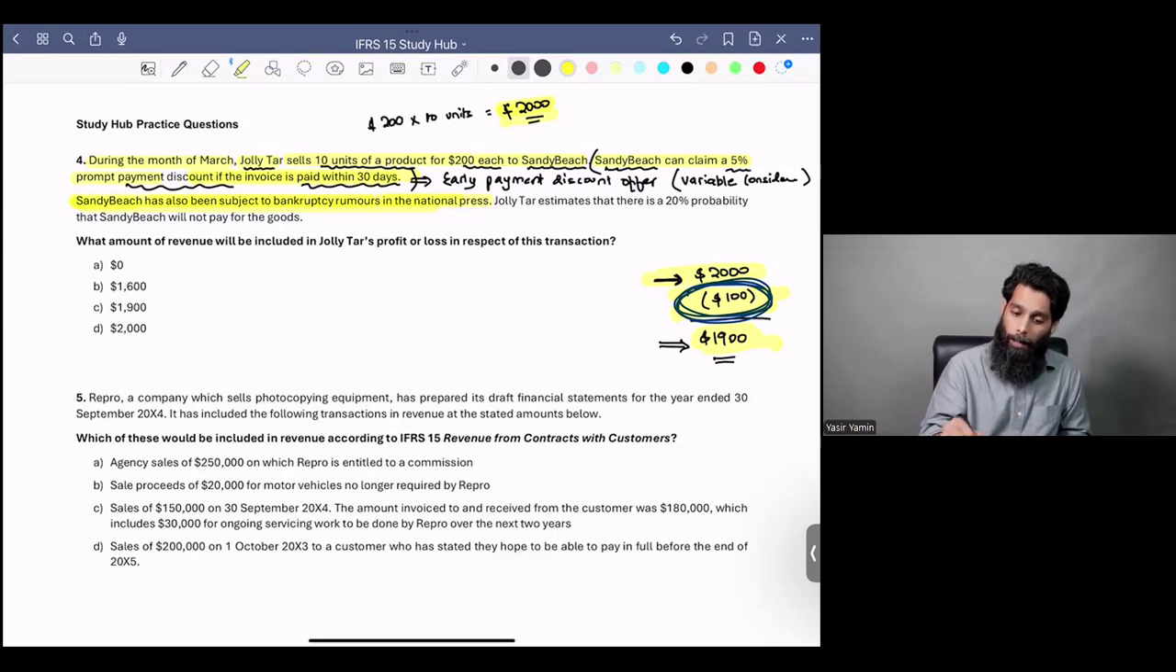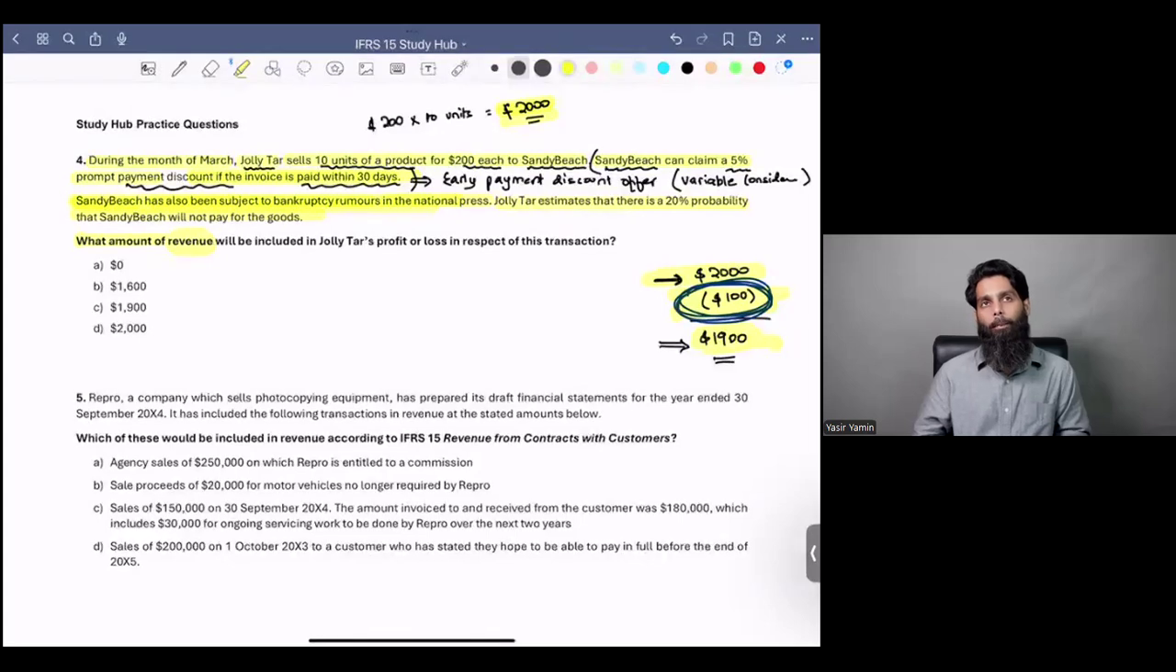So, Jolly Tar estimates that there is a 20% probability that they will not pay for goods. There is an 80% good chance that they will pay for the goods. The question is very simple. What amount of revenue? We are only talking about revenue. It's not the case of receivables. So I know that you guys will suggest, sir, we think that 20% of the money is doubtful. So why don't we create some allowance for receivable or some provisions?